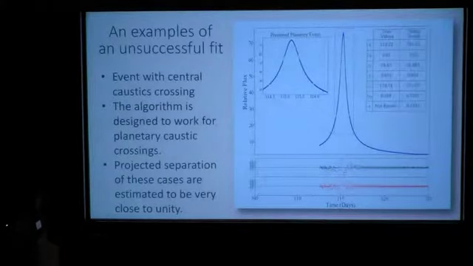Another case is events with central caustic perturbations. We already knew that this algorithm will not work well for these kinds of events, because for this method we're assuming that the projected separation s is between the primary lens and the planetary caustic. Therefore, for these kinds of events, the algorithm thinks that the planetary caustic is very close to the primary lens, and then assumes that the projected separation is very close to 1.